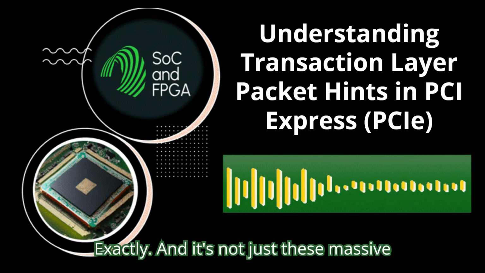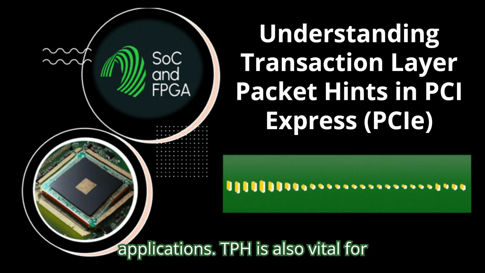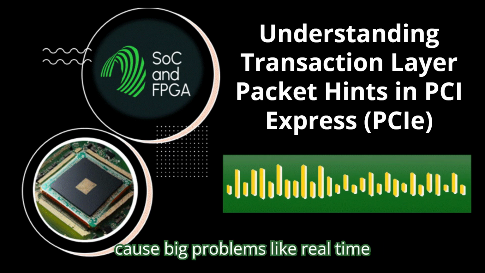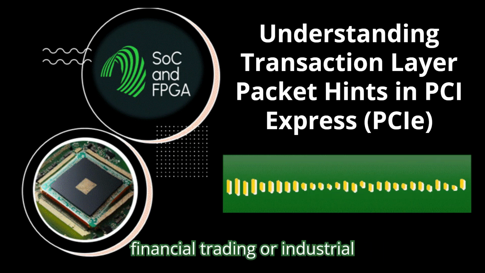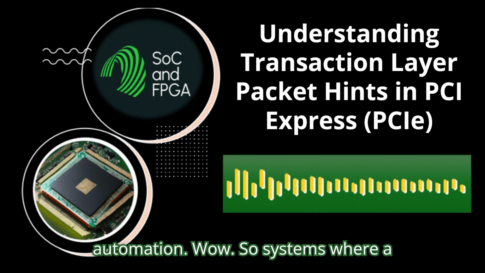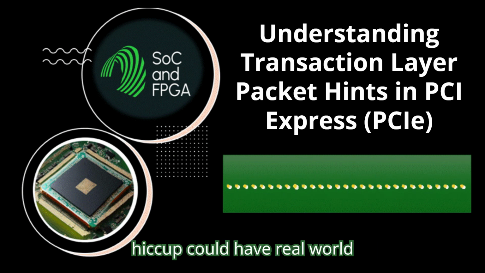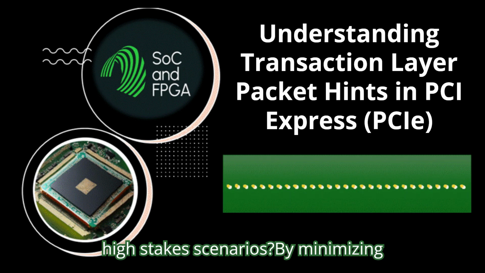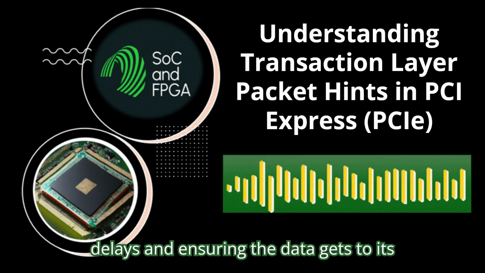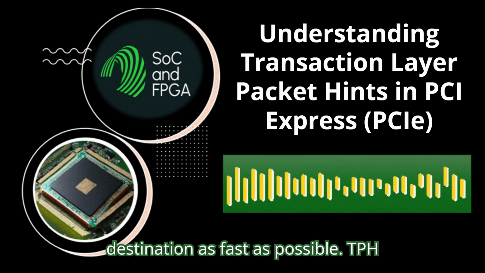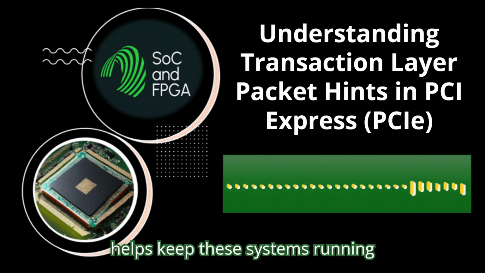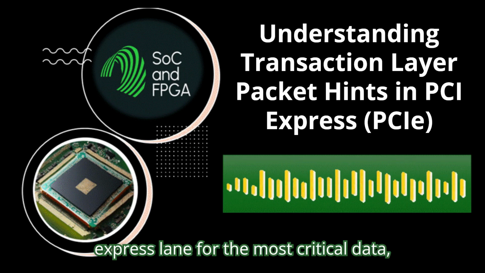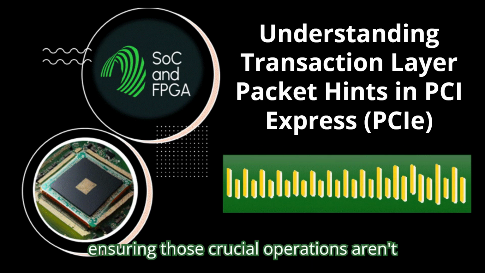Exactly. And it's not just these massive applications. TPH is also vital for applications where even a tiny delay can cause big problems, like real-time financial trading or industrial automation. Wow, so systems where a hiccup could have real-world consequences. How does TPH help in those high-stakes scenarios? By minimizing delays and ensuring the data gets to its destination as fast as possible, TPH helps keep these systems running reliably. It's like having a dedicated express lane for the most critical data, ensuring those crucial operations aren't held back.